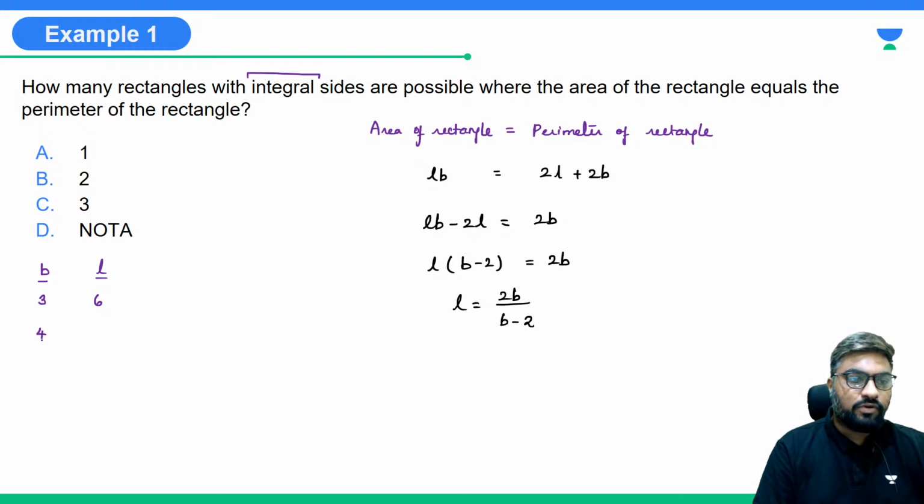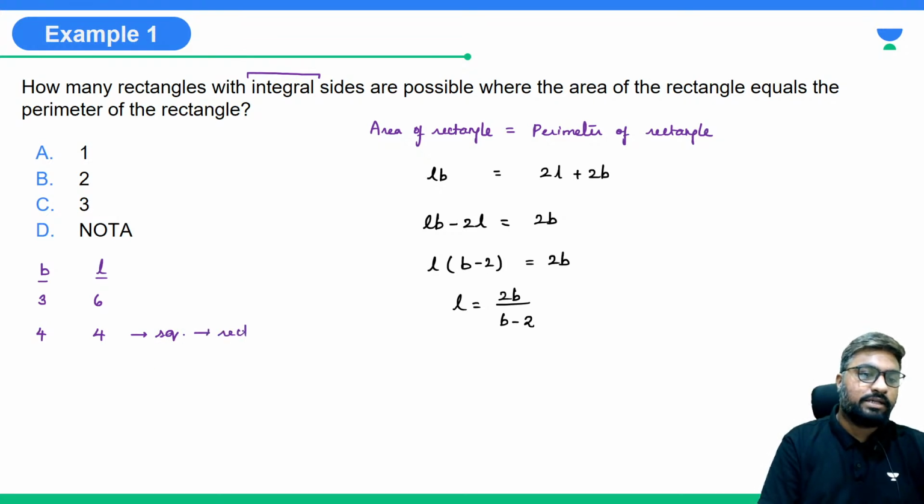What if B is equal to 4? Then 2 into 4, 8 by 2 is 4 again. So 4, 4 is a square, but we need to know that all squares are automatically rectangles, correct? Squares are rectangles also, squares are rhombi also. Rhombus bhi hai, rectangle bhi hai, ek square. Can we try with 5? We get 10 by 3, not possible. If we try with 6, 2 into 6, 12 by 4 is 3 again. So this we've already counted.